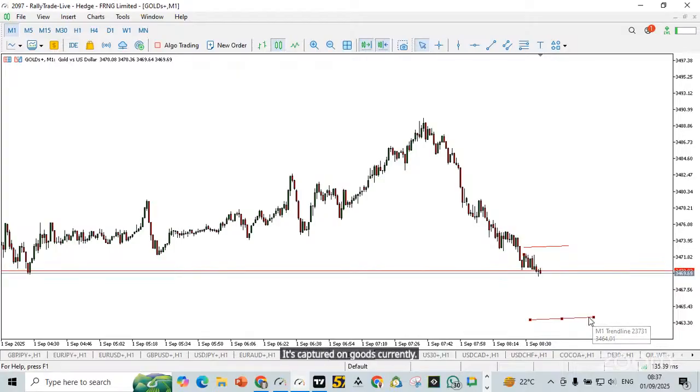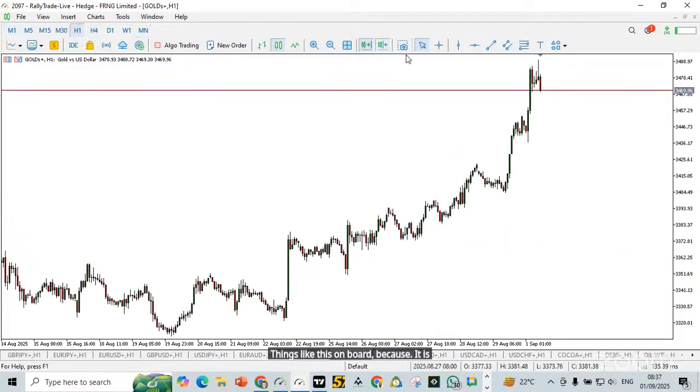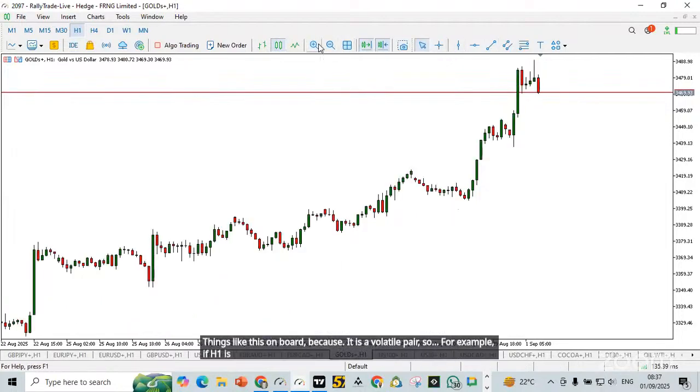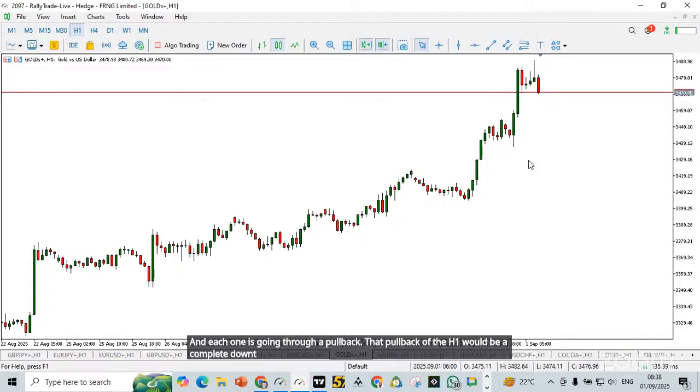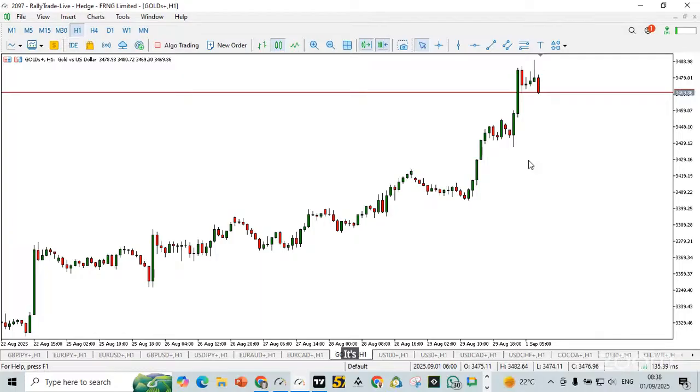That's the short-term trade. However, the long-term trade on gold is a buy. You can actually do things like this on gold because it is a volatile pair. For example, if H1 is in an uptrend and H1 is going through a pullback, that pullback of the H1 will be a complete downtrend on the smaller time frame like M1 and M5. It's on those time frames that I will go and scalp that short-term move.